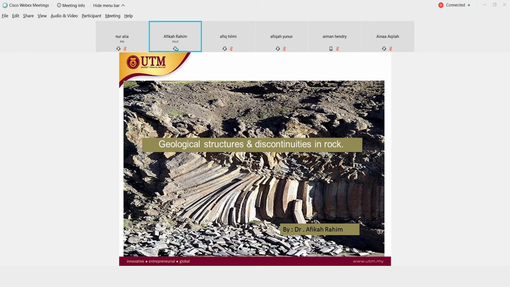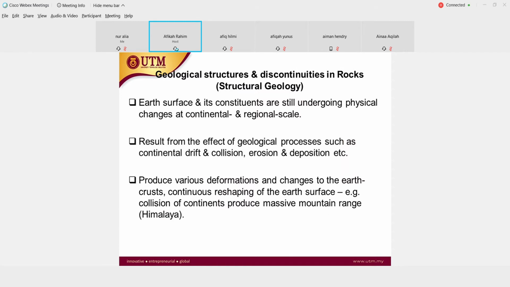Okay. So when you're talking about structures, discontinuity. So what does it mean by structure? Structure means something like a building. Okay. We do have structure. Yeah, let me show you something. For example, for a building, right? You do have structure, you do have piling, you do have beams, you do have what else?